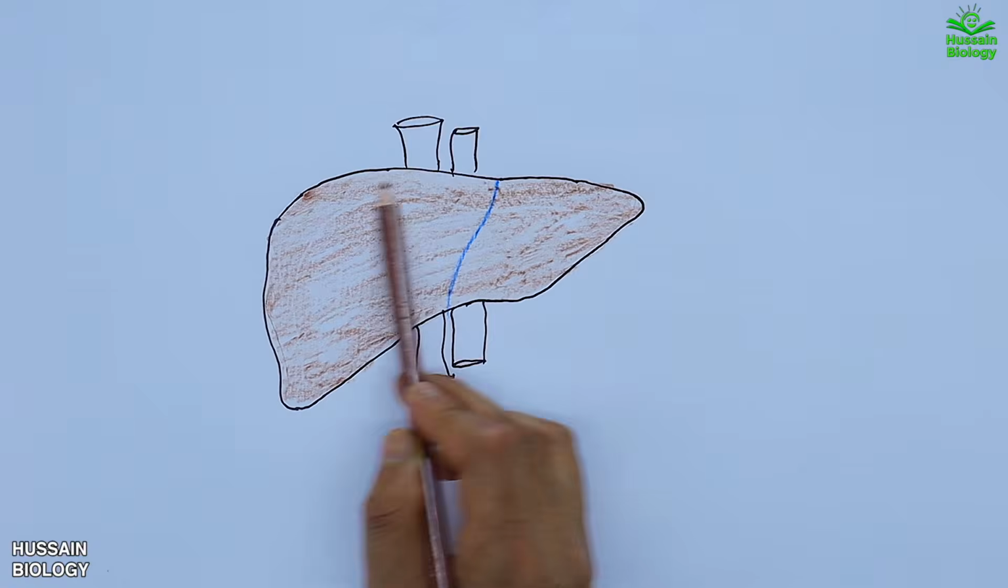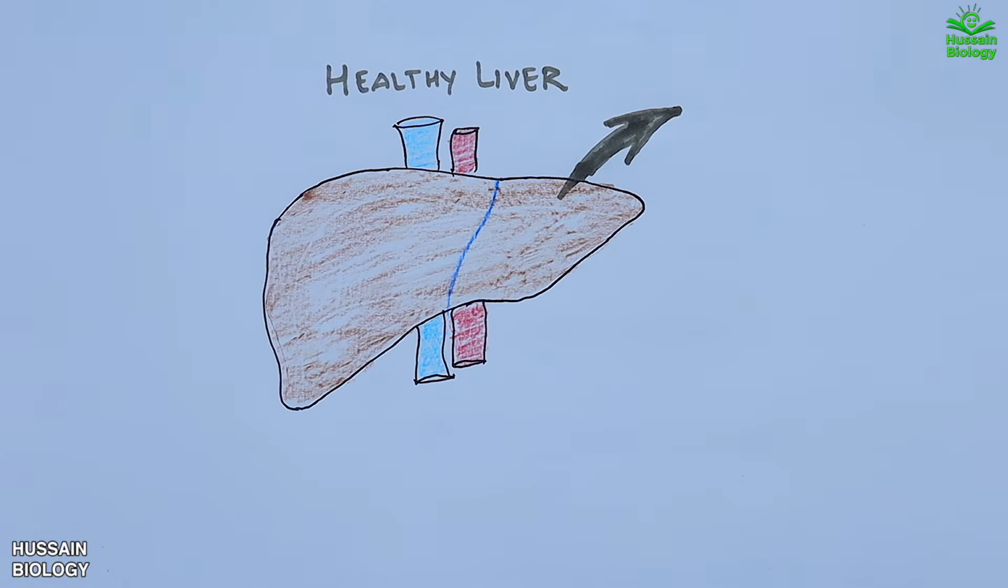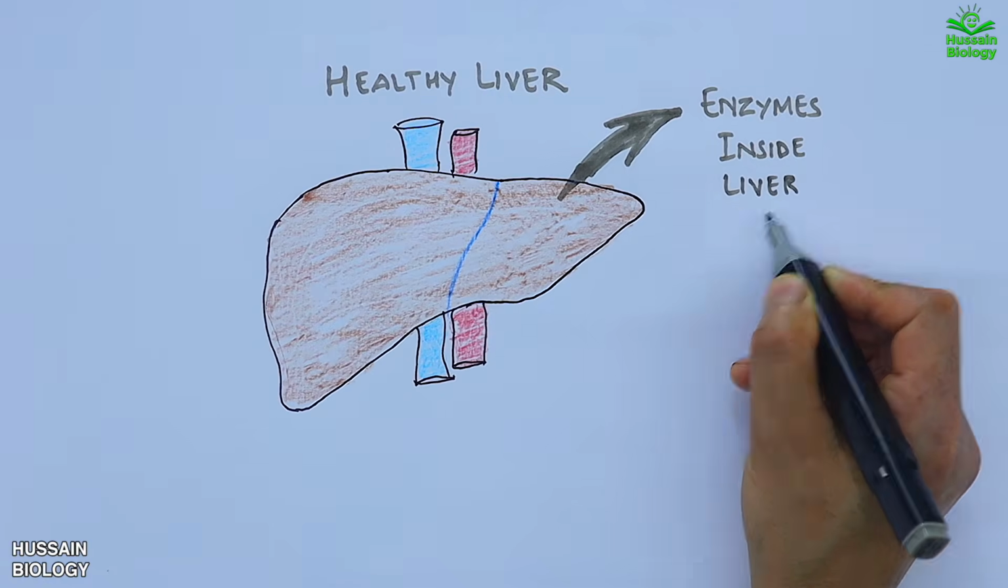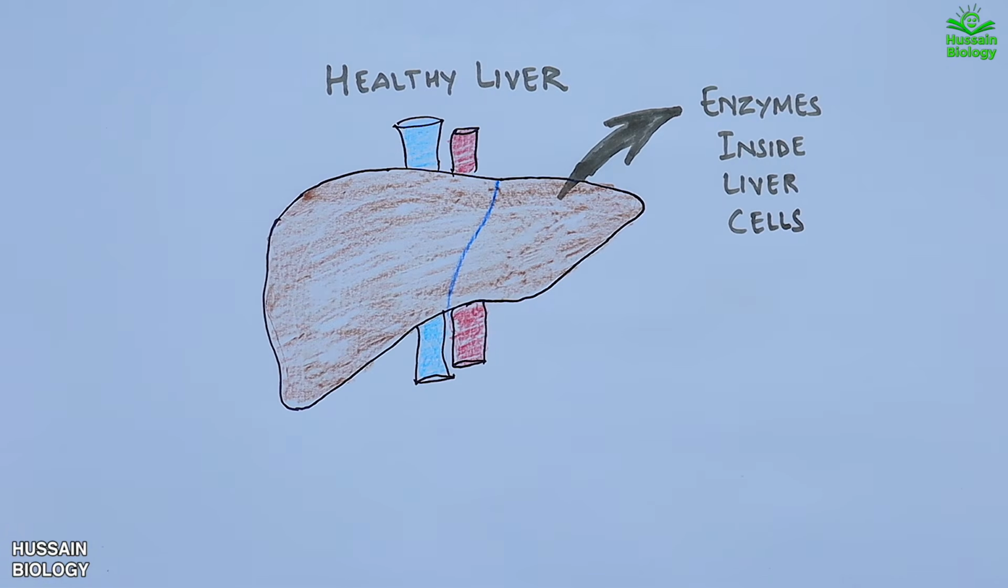Now let's look at the healthy liver, as we can see in the diagram. In a healthy liver, the liver cells, also known as hepatocytes, are intact and functioning normally. As a result, liver enzymes remain inside the liver cells, where they perform their normal metabolic functions. Therefore, only a very small amount of these enzymes is present in the bloodstream under normal conditions.